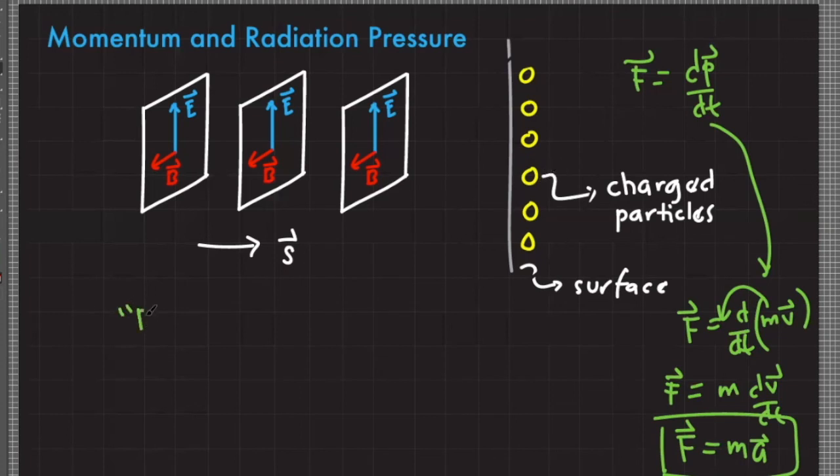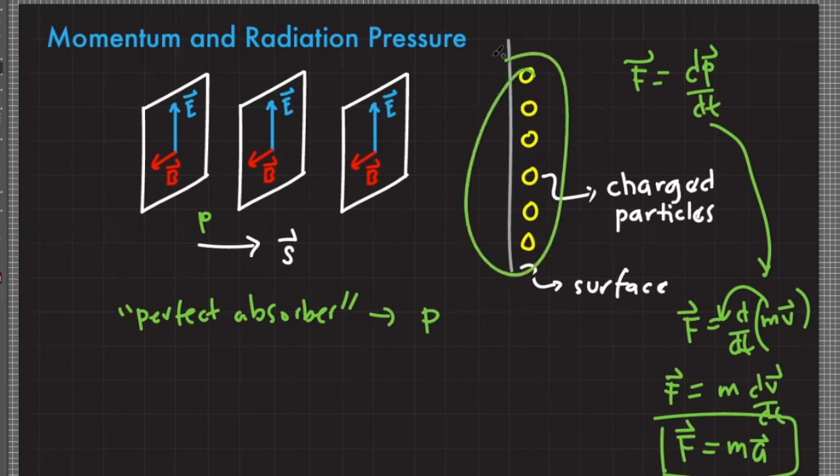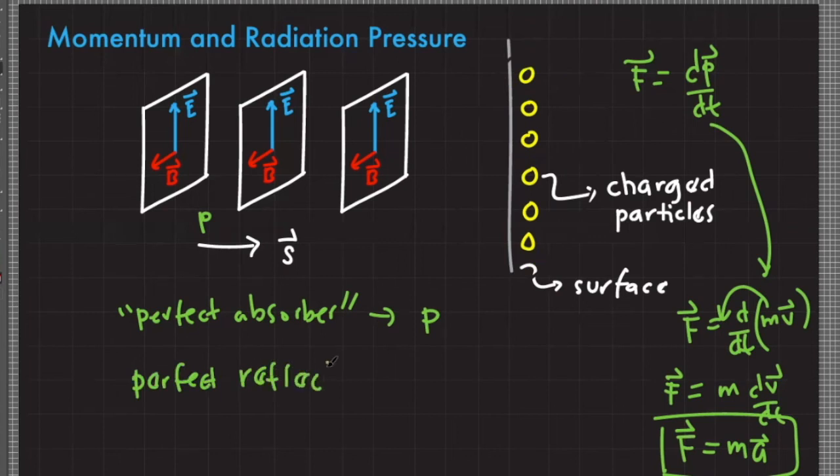Now, if this surface is a perfect absorber and this EM wave, let's assume that it carries a momentum P, then the momentum transferred to this surface is P, okay? Because we assume that it's a perfect absorber. On the other hand, if this surface is a perfect reflector, then the momentum transferred onto the surface has twice the magnitude of this electromagnetic wave, which is 2P.